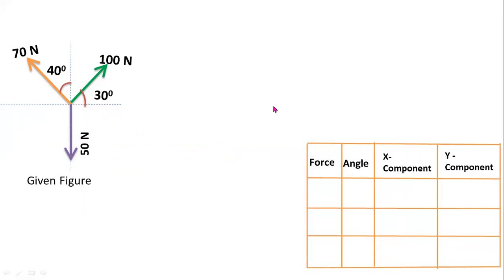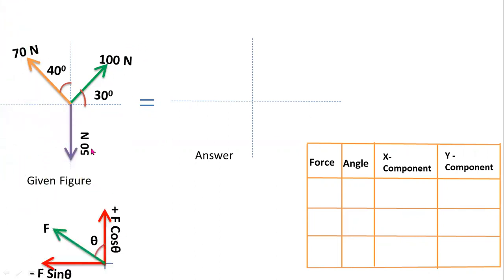So here I am taking this vertical force as it is. Then after you have to convert this 70 newtons force into two forces. This 100 newtons also you have to convert. Here this 70 newtons force lies in the second quadrant like this. You have to convert this 70 newtons force into x component and y component.